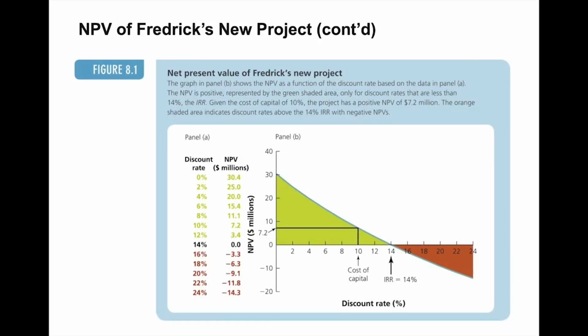Now you'll have this figure in your textbooks, figure 8.1. And this is essentially showing an NPV profile. An NPV profile will graph the net present value of a project for different discount rates. On the y-axis, we have the NPV of the project that we calculated as the present value of the benefits minus the present value of the costs. On the x-axis, we have different levels of the discount rate.